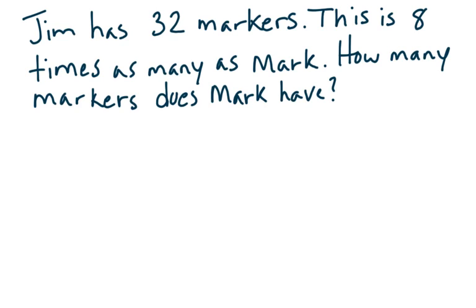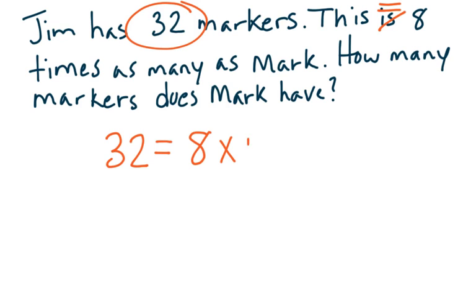Now, that principle of crossing these words out really helps at this stage. When we see that word is, this is 8 times as many as Mark, we can cross out is and put our equal sign. What is 8 times as many as Mark? 32 markers. So Jim has 32 markers, and that's equal to 8 times as many as Mark. And when I read that times as many as, that's where my multiplication sign is. So 32 equals 8 times Mark. How many markers does Mark have?